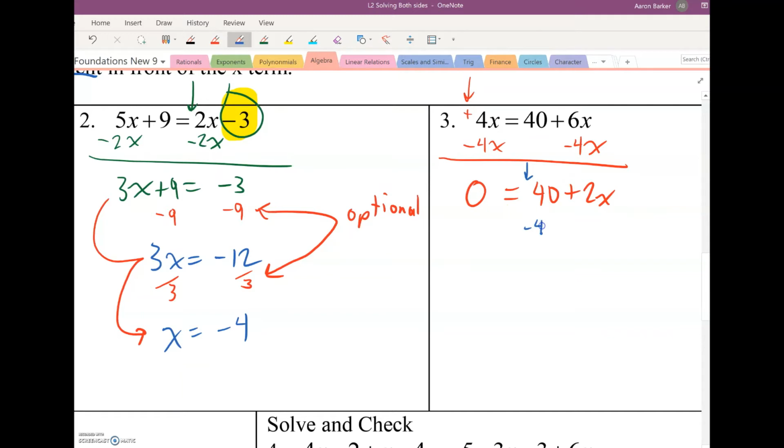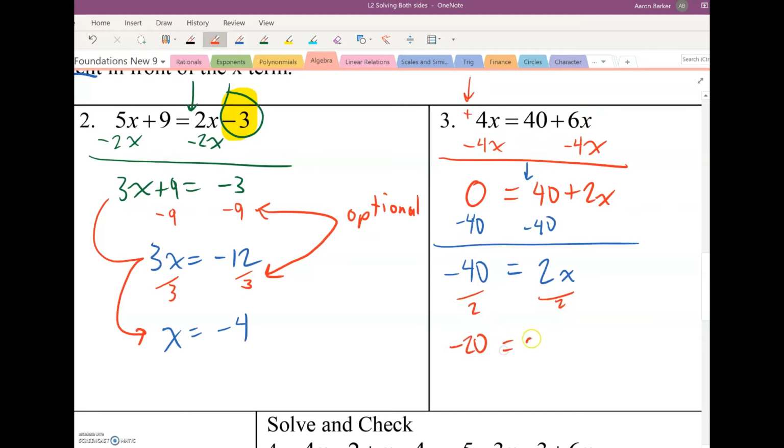Minus 40 from both sides. Then you guys start freaking out again. What's 0 minus 40? Well, come on. 0 minus 40 is negative 40. Do it on your calculator if you want. I'm okay with that. Guess and check a little. So now it's an easy question. We have 2 times x, so we're going to divide by 2, and we get negative 20 equals x.